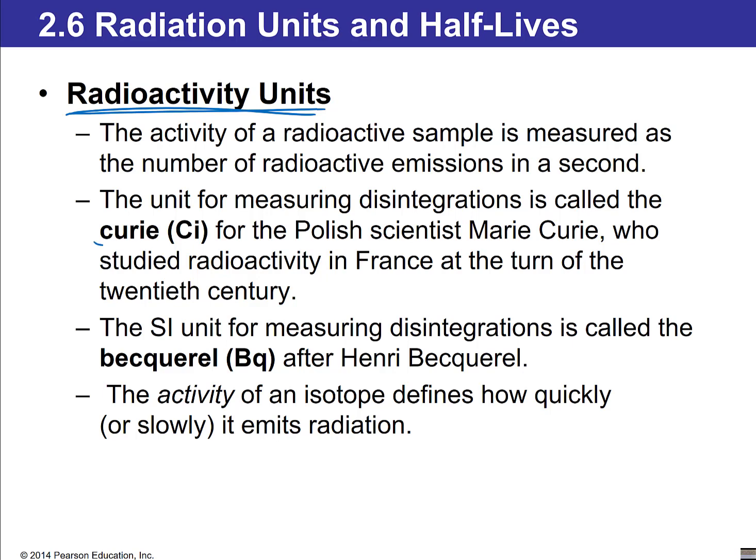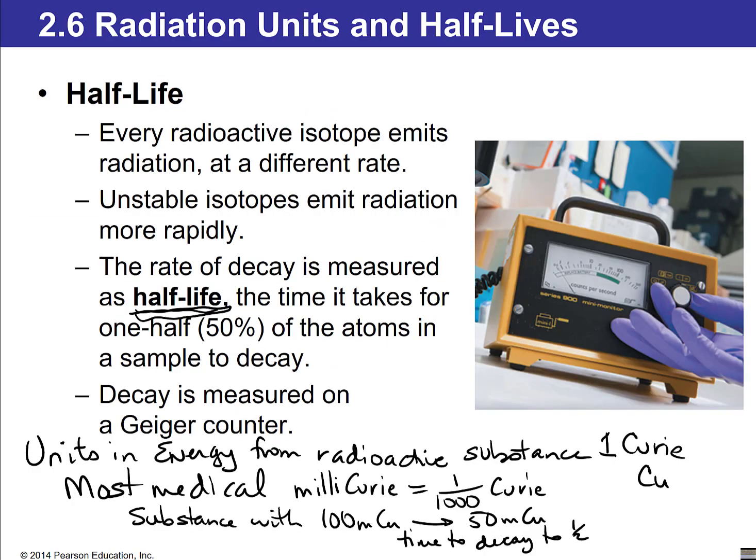This is the much more common energy unit for a substance. And when they talk about its activity, it's how much energy it's releasing. So it could be releasing 100 curies of energy. That energy can actually be detected or picked up using what's called a Geiger counter.